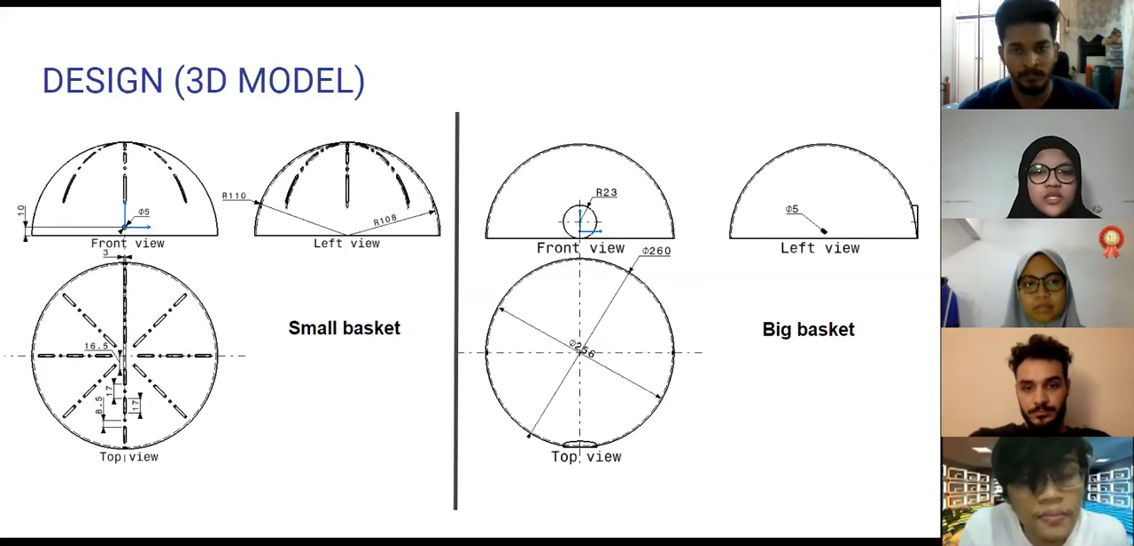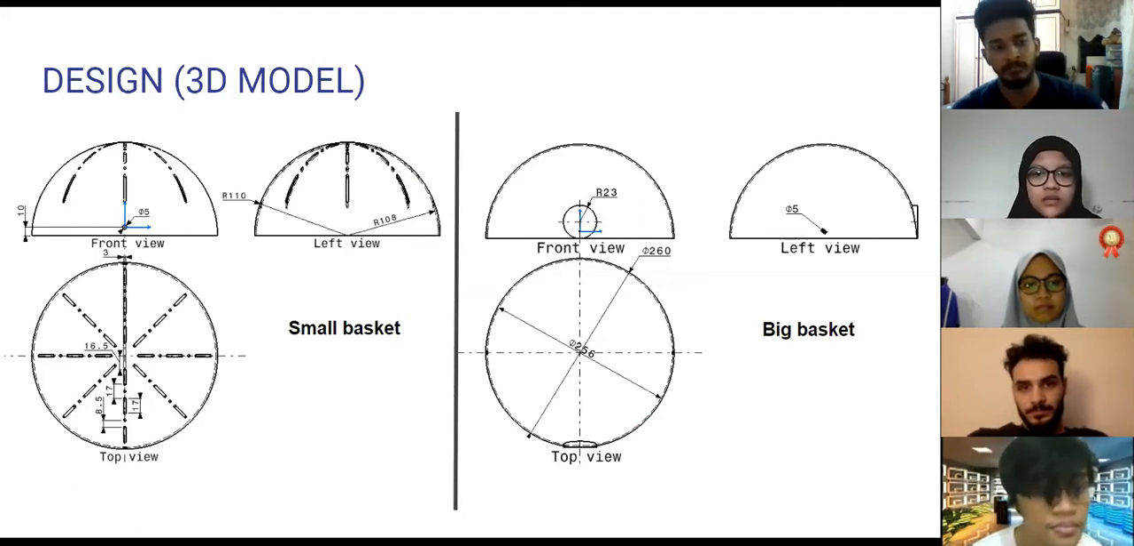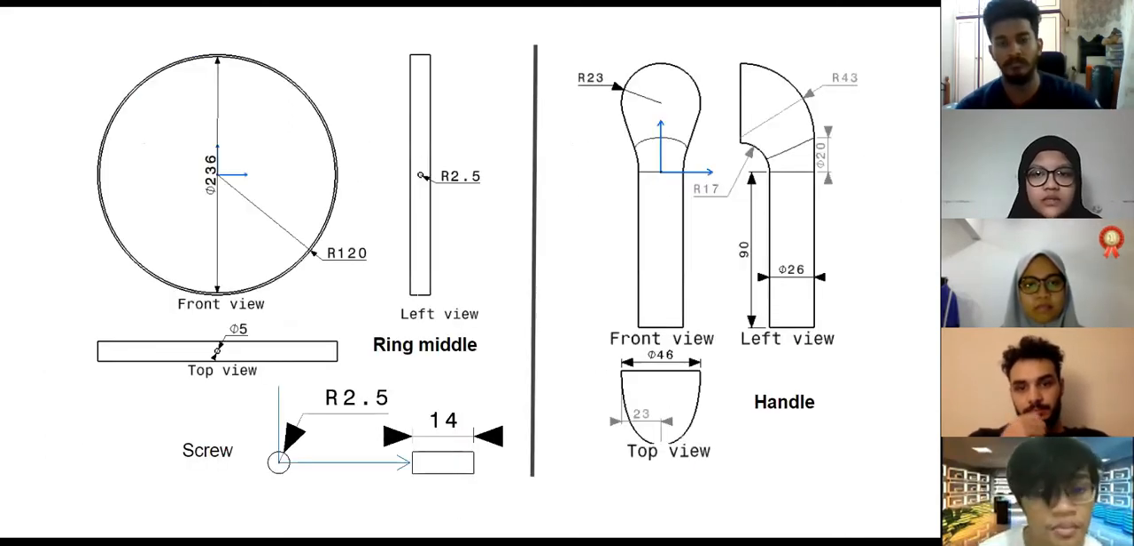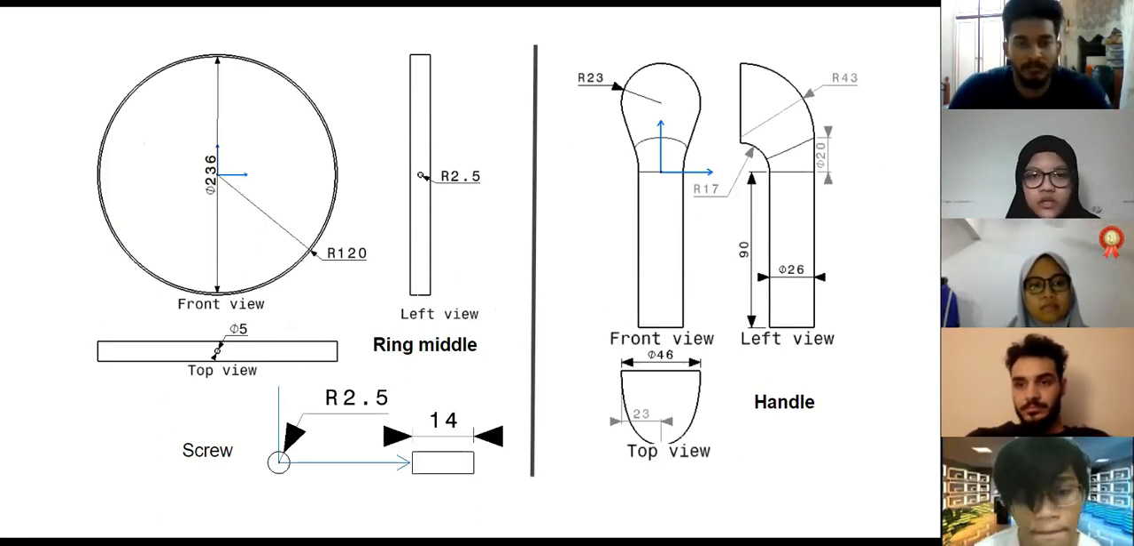So this is the drawing for the 3D design model for our project. The first figure is the small basket, which is inside the gyroscope, and the second one is the big basket, the outer basket of the gyroscope. Figure 3 shows the middle part of the gyroscope that will rotate the small bowl and the big bowl.